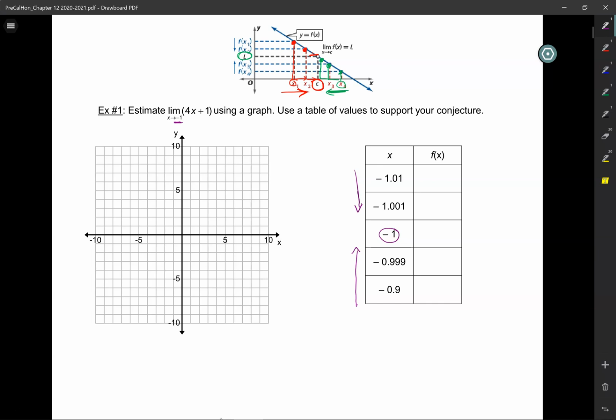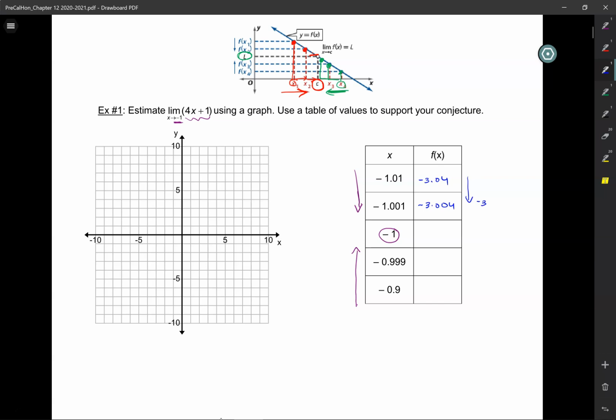Okay, so in the first case, I plug -1.01 into that equation here, and I get -3.04, okay? Next, I plug in -1.001 and I get -3.004. So as I move this way, what y value do you predict this is approaching? I think you're all thinking -3.